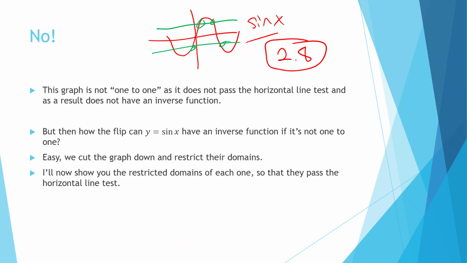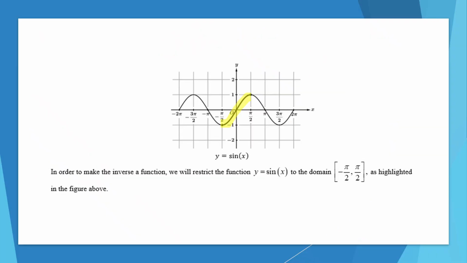And so how the flip can we take sine of x and make that whole function an inverse function, right? We can't have inverse sine of x if this isn't even a function, right? Then it's not an inverse function, duh. And so the way we're going to do this is actually by cutting the graph down and restricting the domains. And so I'm going to show you what I mean by that.